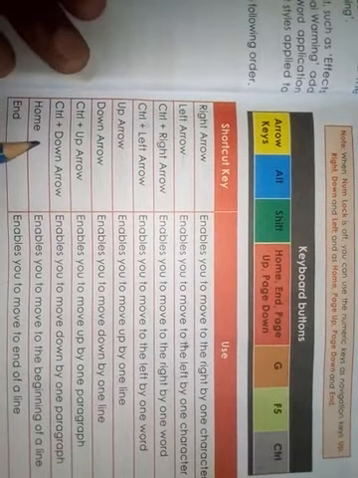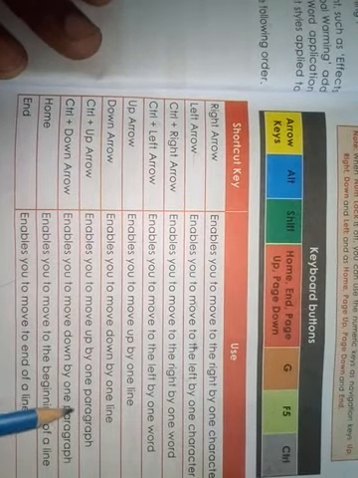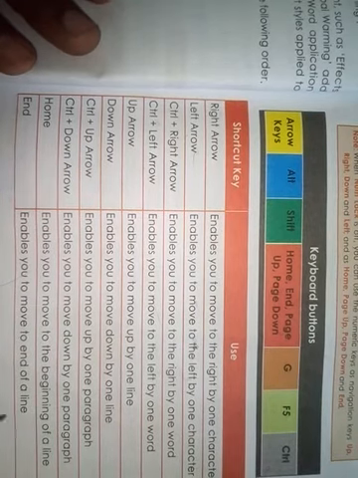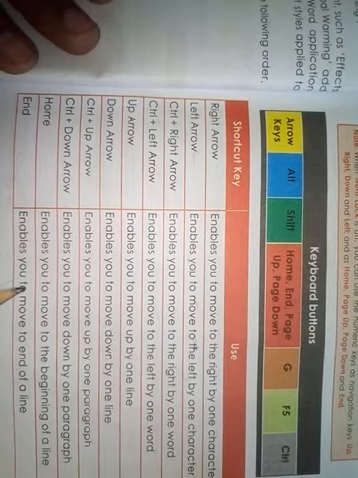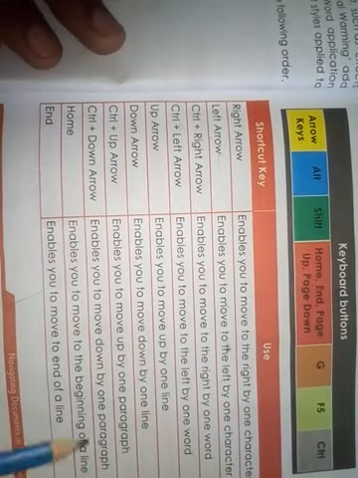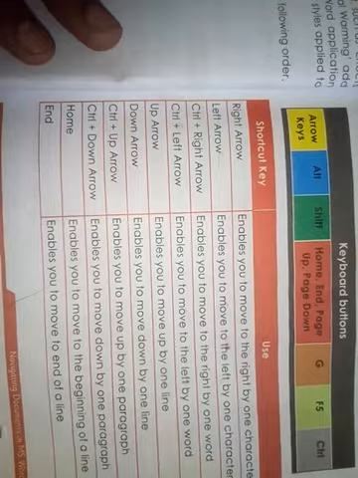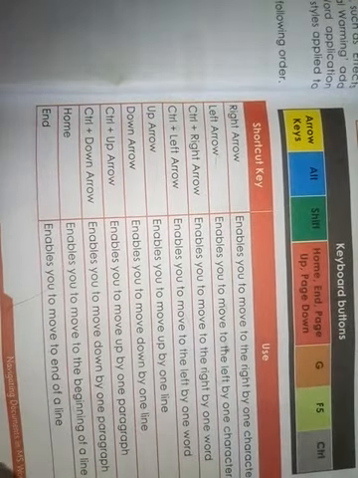Ctrl plus up arrow moves up one paragraph. Ctrl plus down arrow moves down one paragraph. Then Home moves the cursor to the beginning of the line, and End moves it to the end of the line.